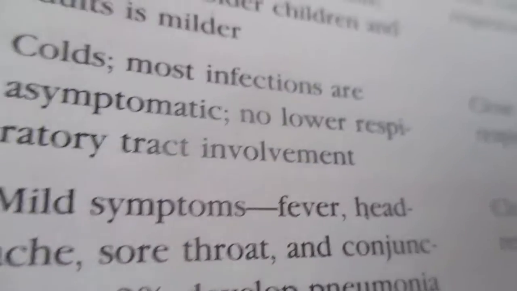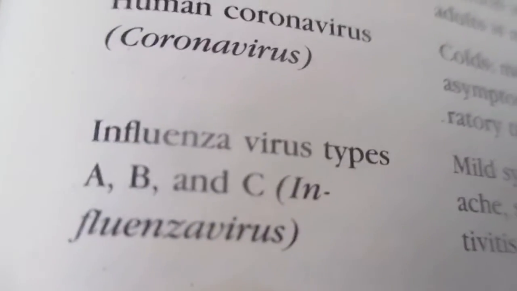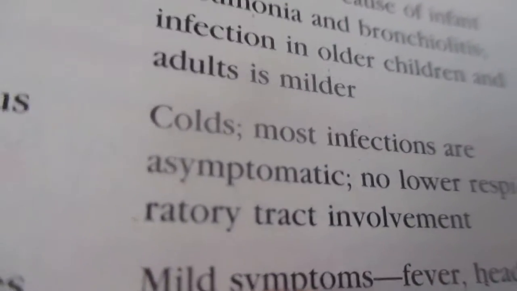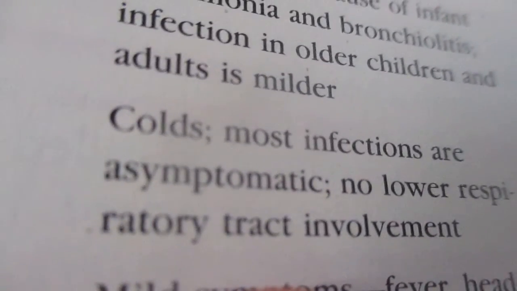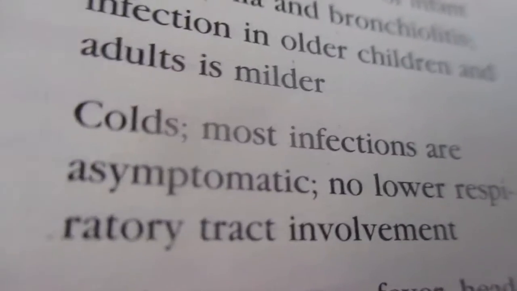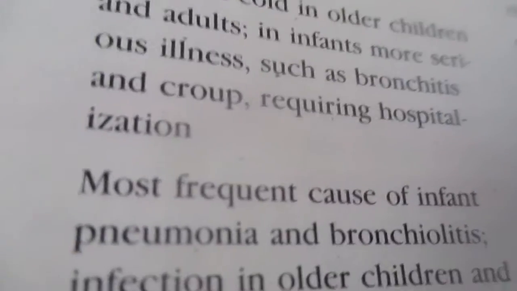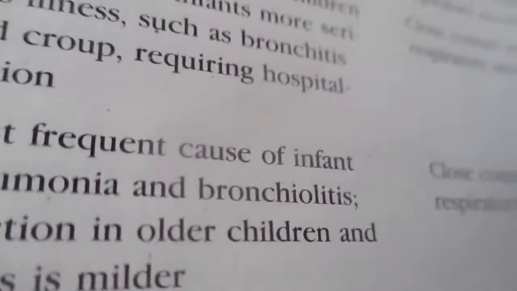2% develop pneumonia. The influenza is a lot worse to get than coronavirus, which is a cold that's asymptomatic and no lower respiratory tract involvement. None of these others mention no lower respiratory involvement. That's a key word right there. We'll get to that later.